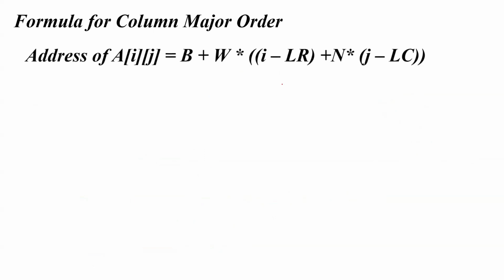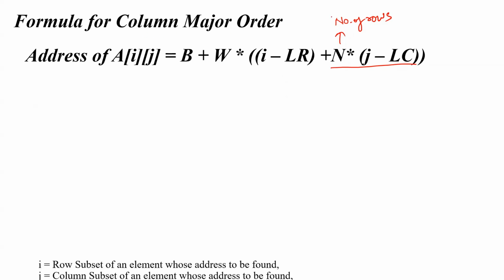Next, we will discuss the column major order formula. The column major order formula has one change: the value of n which we are multiplying, in the column term, we multiply the value of n, and the n here represents the number of rows. In the row major order formula, it was the number of columns. So just opposite, in column major order, we have this n value as the number of rows.